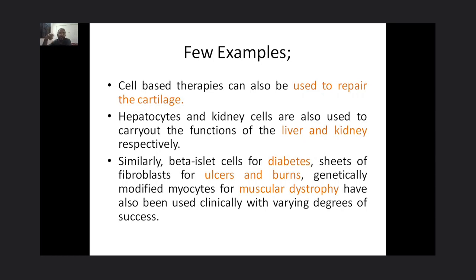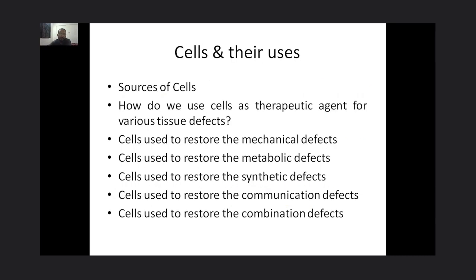Similarly, we have beta islet cells for diabetes, sheets of fibroblasts for ulcers and burns, and genetically modified myocytes for muscular dystrophy that have been used clinically with varying degrees of success in the past few decades. Okay. So, cells and their uses.